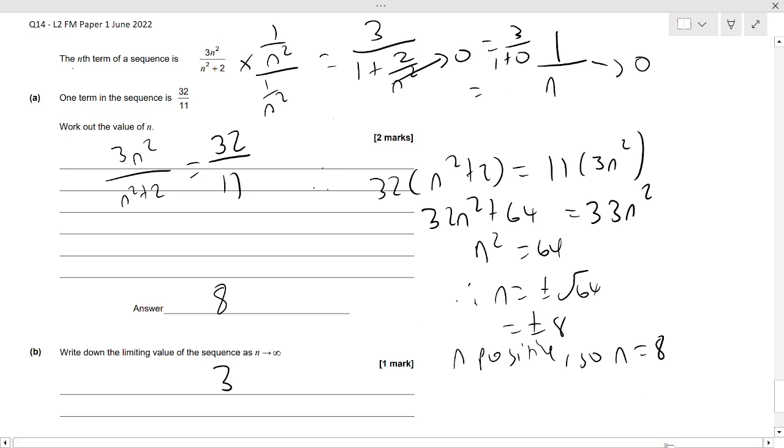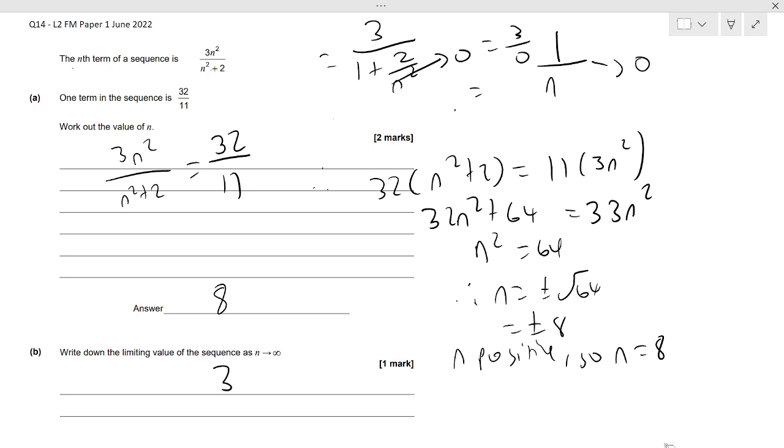Okay, but for goodness' sake, just spot the coefficients, the highest power coefficients. And then that'll go to 3n squared over n squared. The n squared will cancel, be left with 3. Okay, and that would be your limiting value.